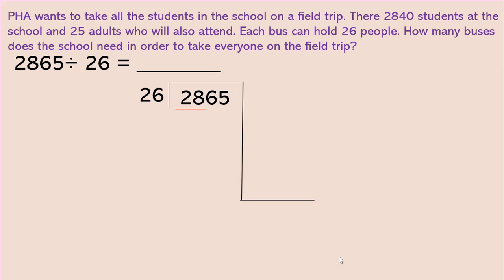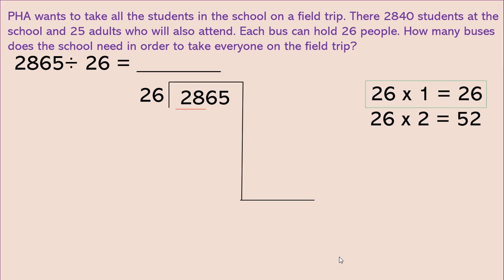Let's start by listing our multiples of 26 to see how close we can get to 28 without going over. 26 times 1 is 26. 26 times 2 is 52. Ooh, 52 is too big. So we're going to be using 26 times 1 to get to 26.